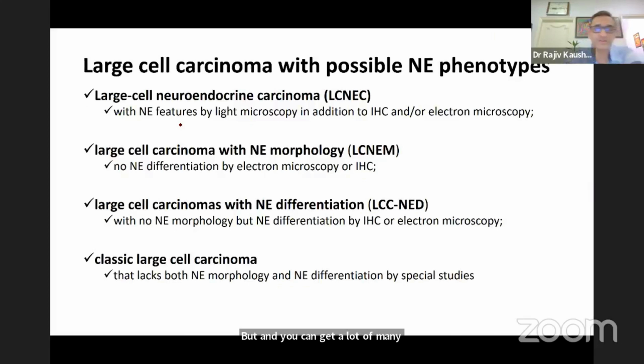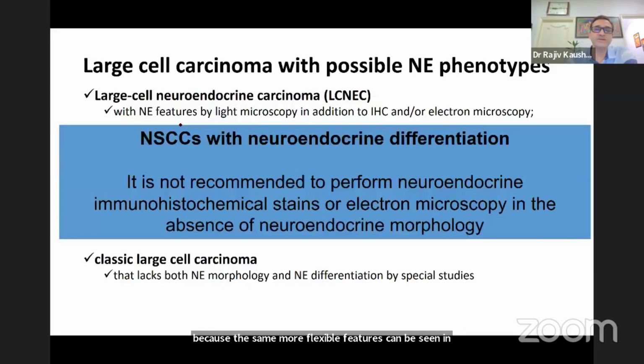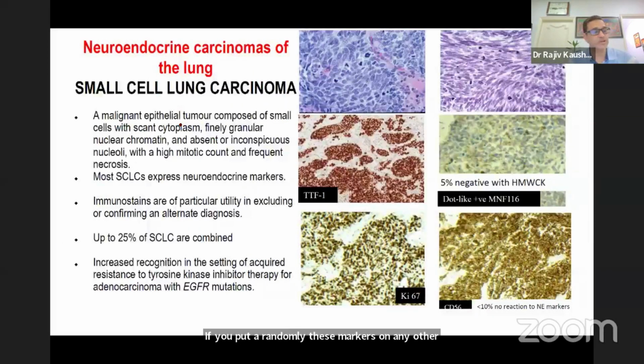So for large cell neuroendocrine carcinoma, we have to keep these possibilities in the differential diagnosis, because the same morphological features can be seen in other types of tumors. So to label a tumor as a large cell neuroendocrine carcinoma, we should do immunohistochemistry for neuroendocrine markers only when on morphology you are suspicious of neuroendocrine morphology. If you put these markers randomly on any other tumors, you can fall into the trap of calling an adeno or squamous carcinoma a large cell neuroendocrine carcinoma.